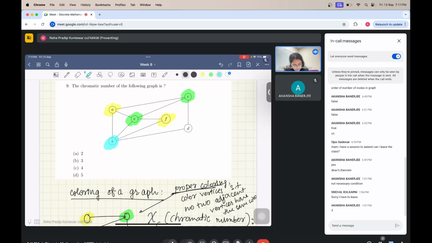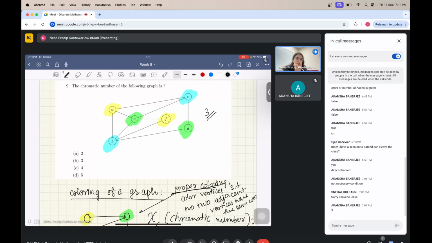You'll have to take a different color for this and a different color for this, because you have to take a color which is different from A and different from the color of E, because they both are adjacent to C. So this one ends up getting blue, and now you can color this with either green or blue. So in this case you could show a coloring with three colors, but does that mean the chromatic number is 3?